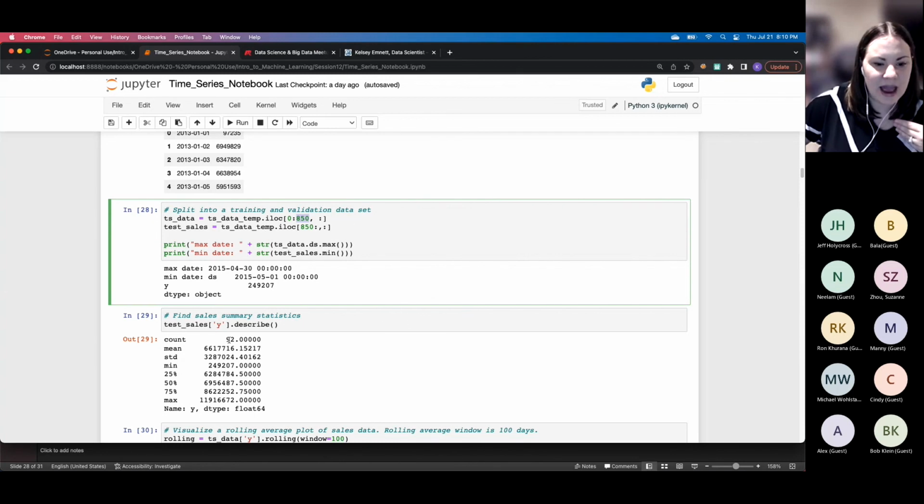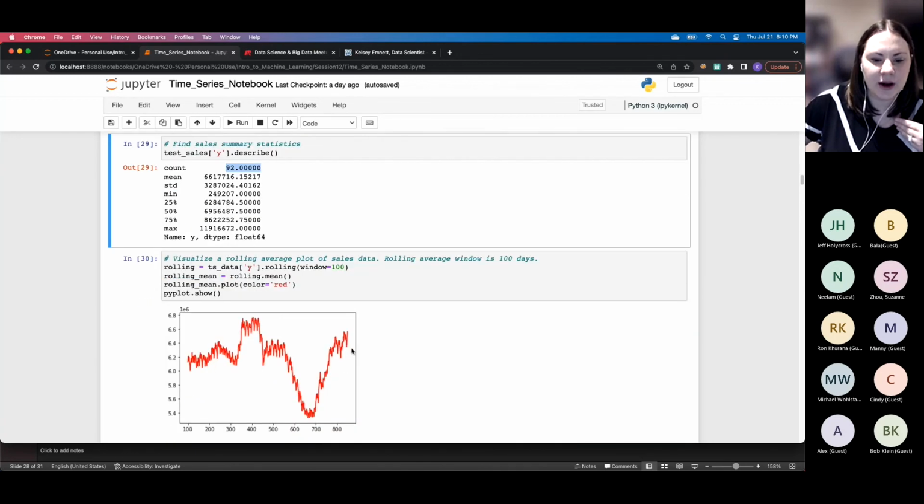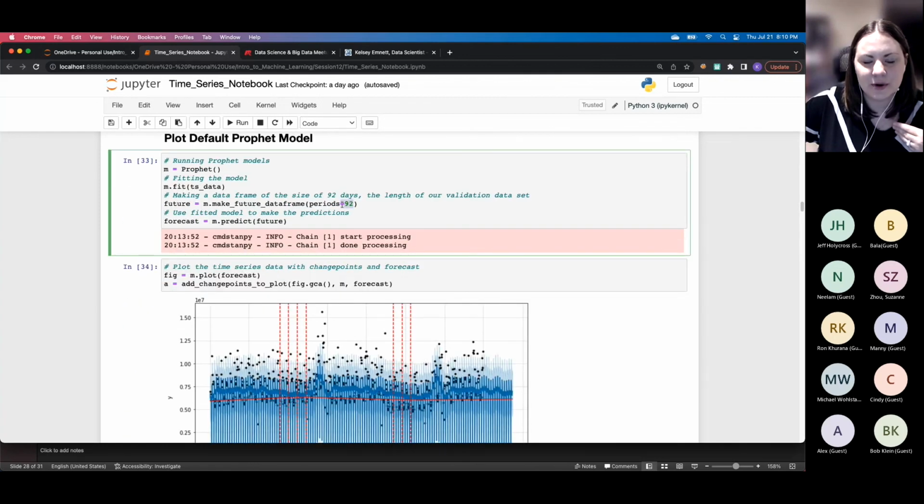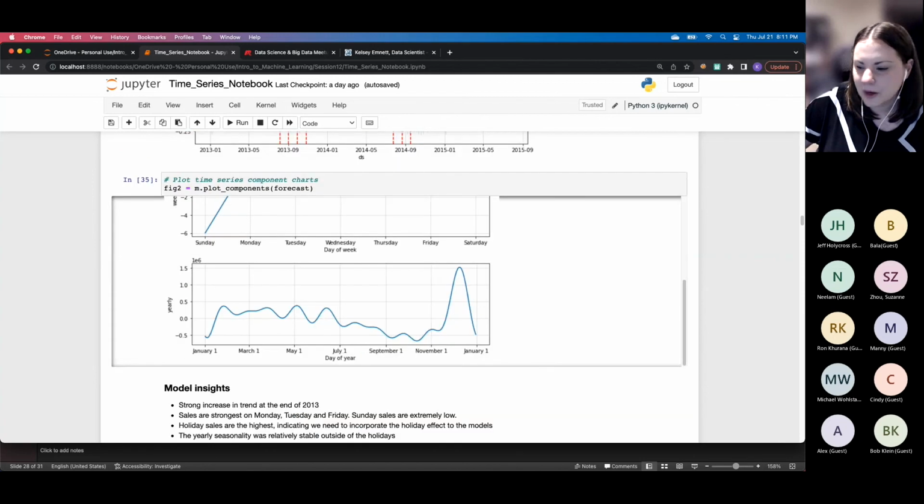So our test had 92 days in it, and that's where our predictions came from. So 92 days. We were making predictions on known data and comparing it. So that's what we found with that particular data set.